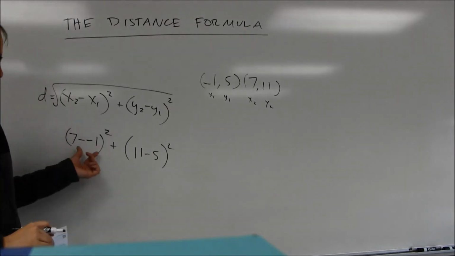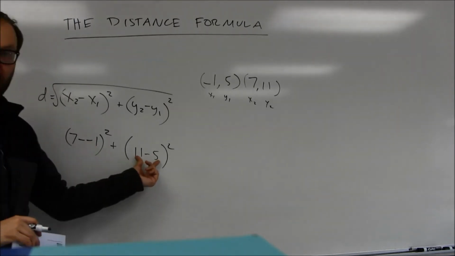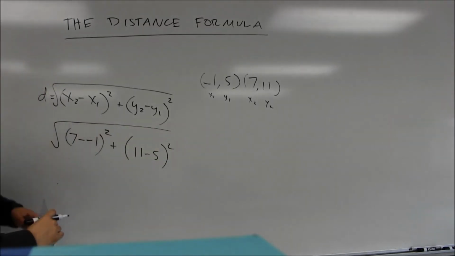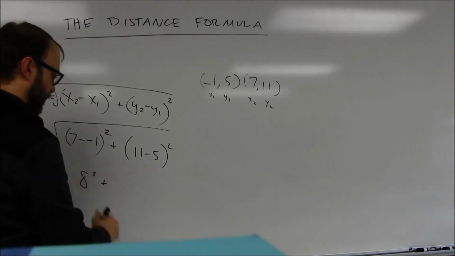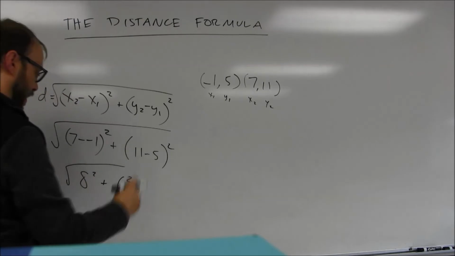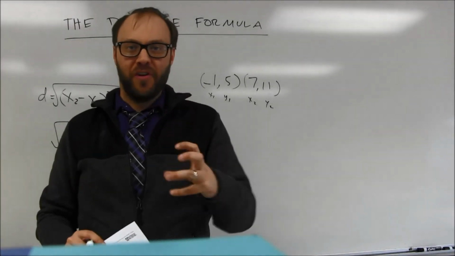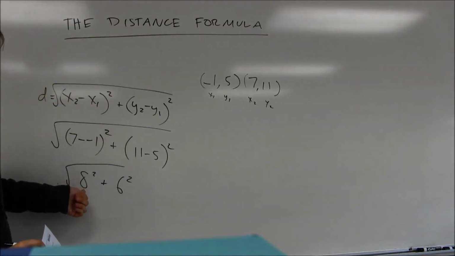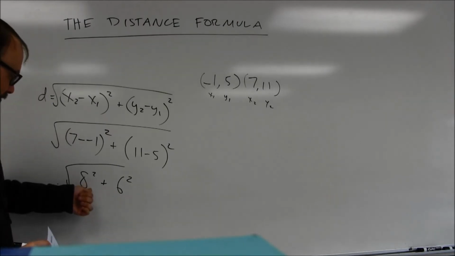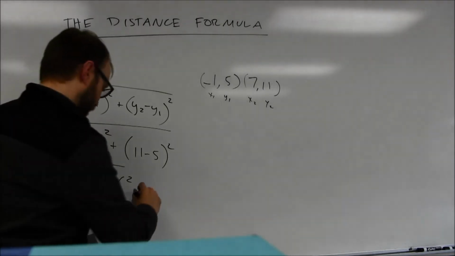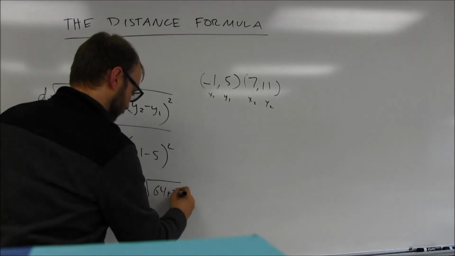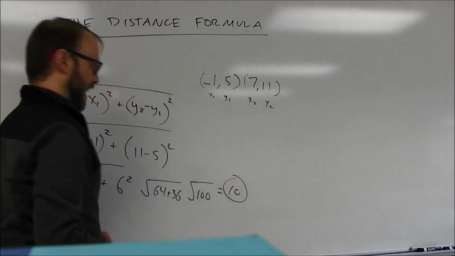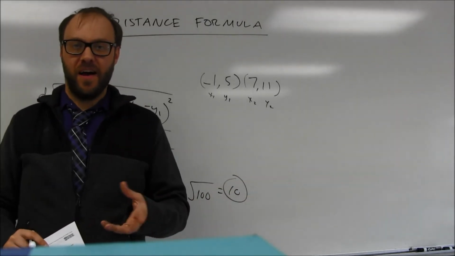Now that's really the horizontal side length. That's the vertical side length. We're going to square them, add them together, and take the square root. In this particular case, that's going to be 8 squared. That's going to be 6 squared. We're taking the square root. Remember, the order of operations always applies. You can't just take the square root of 8 and 6. You have to square first. Get your 64 and your 36. That's going to be the square root of 100, which is just equal to 10. So you can see we got the same answer that we got using right triangles.